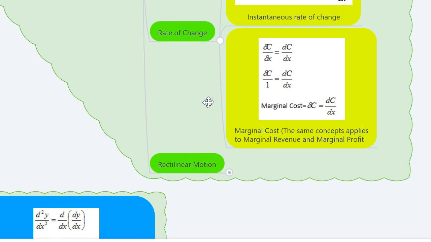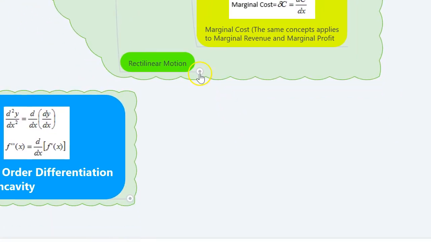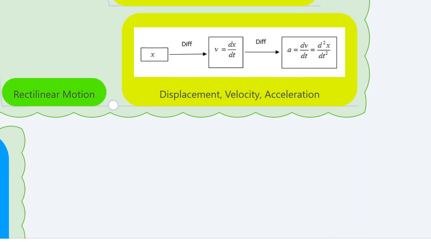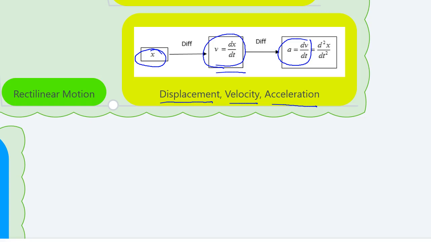After rate of change, we learn about rectilinear motion. Under this subtopic, there are three very important terms that we must remember: displacement, velocity, and acceleration. If we are given the displacement function, we can find velocity by differentiating the displacement function. If we have the velocity function, we can find acceleration by differentiating the velocity function, or we can find acceleration by differentiating the displacement function 2 times.